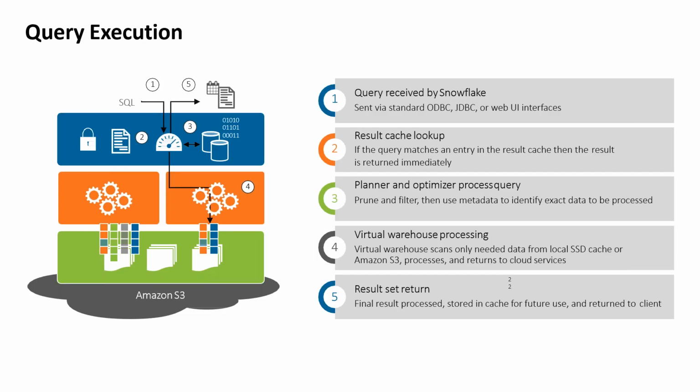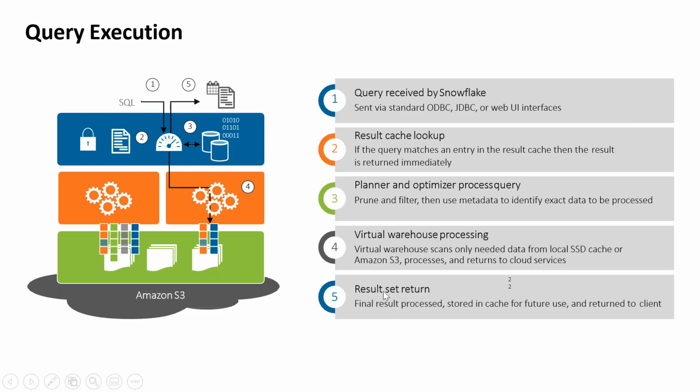So the query is received by Snowflake, and it looks in the metadata result cache to see whether this particular thing exists or not. If the query matches an entry in the result cache, the result is returned immediately. Then it goes to the planner optimizer, which checks how to get the data. Prune and filter, then use metadata to identify the exact data to be processed. Then virtual warehouse processing: the virtual warehouse scans only needed data from the local SSD cache. This is the virtual warehouse cache. If it has something, it gets it from there, or from Amazon S3, processes it and returns it to cloud services.